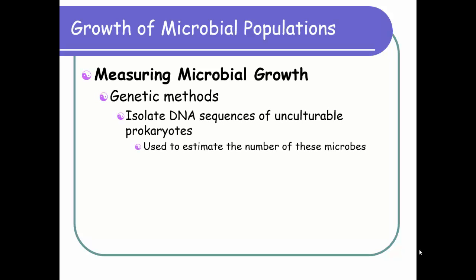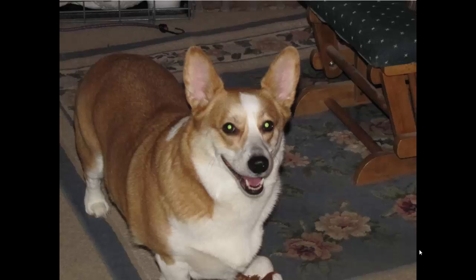We can also today use genetic methods. This will isolate DNA sequences of many of the unculturable prokaryotic cells. Based upon our knowledge of how much DNA this particular microorganism has, we isolate out the DNA from a group of bacteria or microbes. We then can actually do statistical analysis, and depending upon the amount of DNA, we can estimate the number of microbes. This has become very helpful in those bacteria and other microbes that we cannot culture on artificial media.